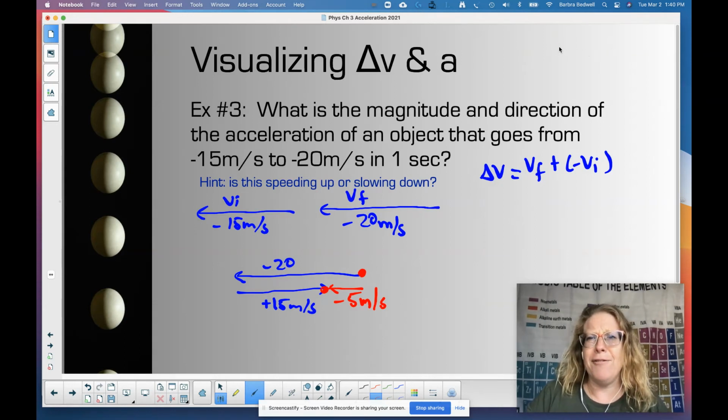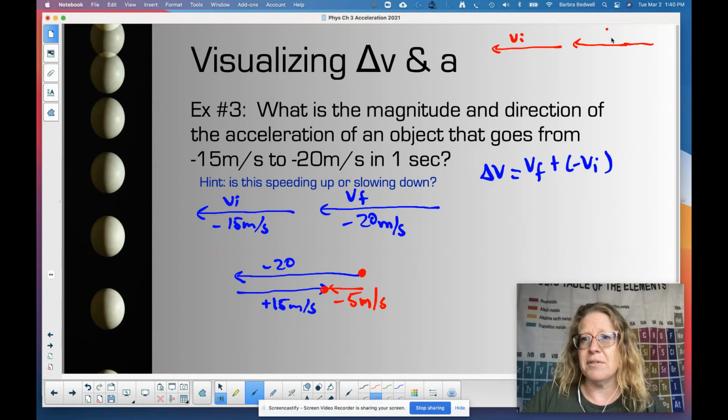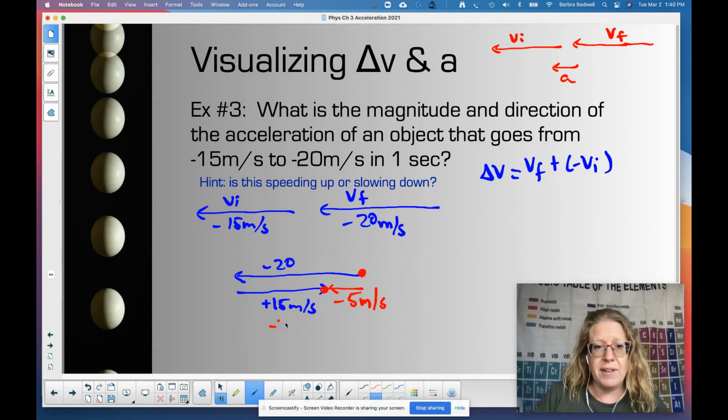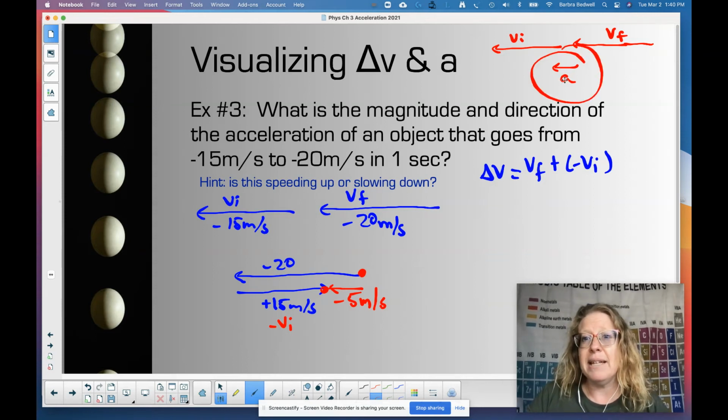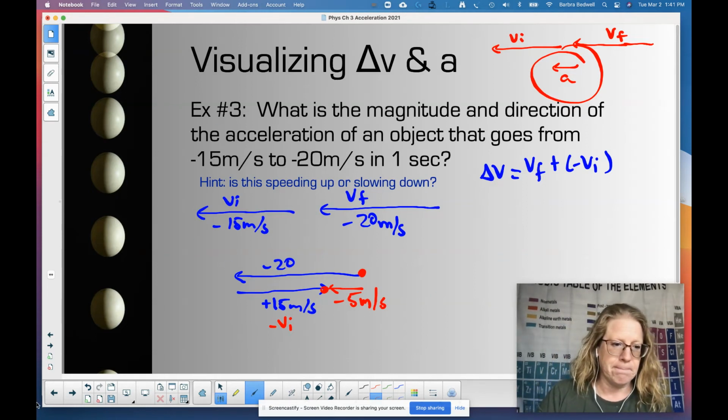If VI is going this way and VF is going this way, it's longer, right? So there's VF, and our acceleration is going this way. All three of them are going the same direction. Now, again, this is negative VI. Remember, it's going the wrong direction. But VI and VF were both to the left, and acceleration is to the left. This means that if they're consistent, it's speeding up. It went from negative 15 to negative 20, just in the negative direction, so going west instead of east, something along those lines.